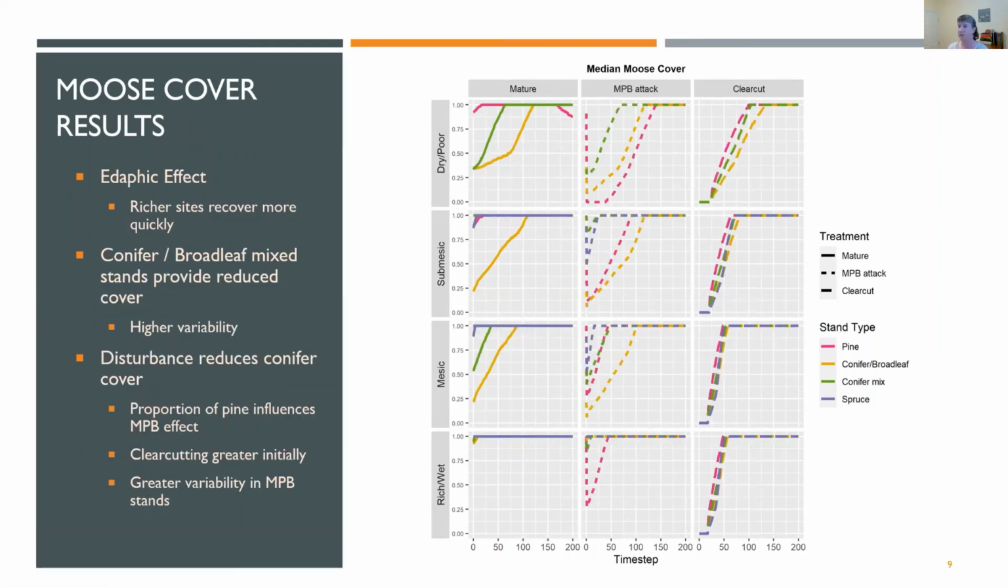And I'm at 13 minutes, so I don't have much time for the moose cover results, except to say that, again, there's an edaphic effect and the richer sites recover.